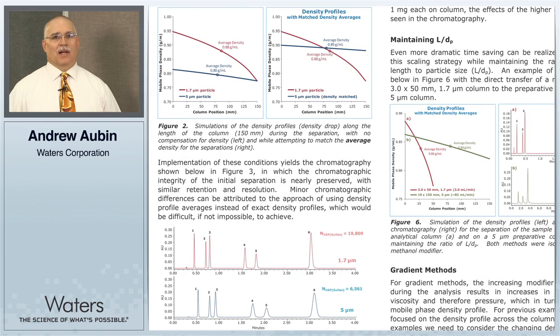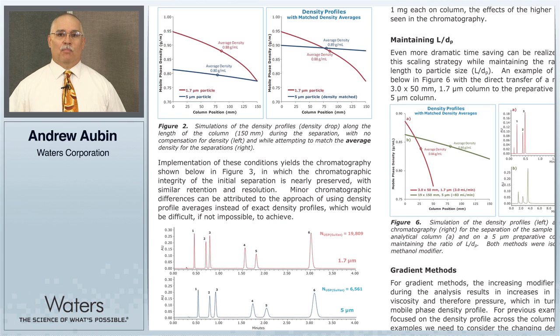First thing we have to do is understand what's going on the column. When running columns of two different particle sizes, the average density within those two columns is going to be different. Because those densities are different, chromatography is different. So we need to come up with a way to make that average density, which is really average pressure, the same. If we can make the average density the same across these two different columns, we can make our chromatography look exactly the same, as can be seen in the next set of figures.